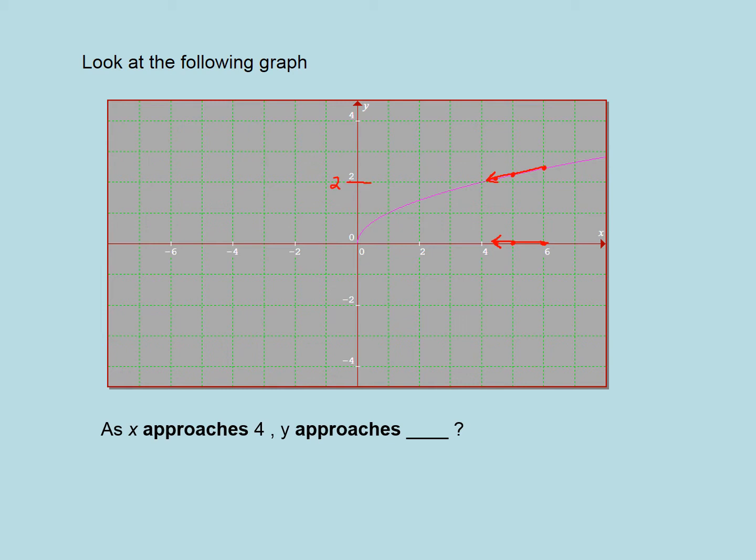Now we could do the same analysis from the left side of 4. We could say as x approaches 4 from the left side of 4, let's take a look at what's happening with the y values. The y values would also be approaching 2 from the left side of 4. So we can answer the question: as x approaches 4, y approaches 2.